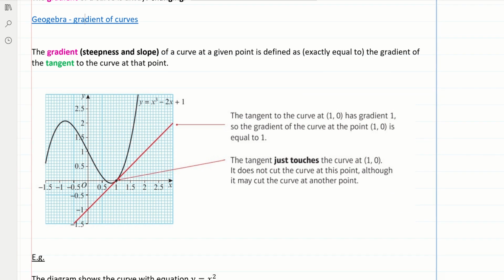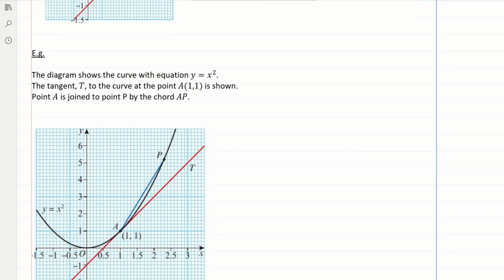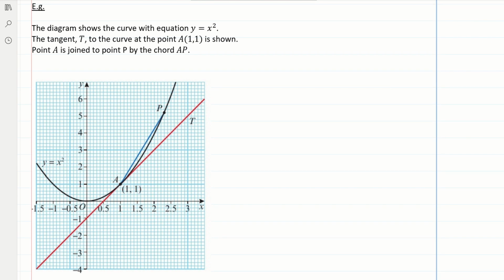Okay, so we're going to look at some examples here. The diagram shows the curve with equation y equals x squared. The tangent t, which is the red line, to the curve at the point 1, 1 is shown. Point A is joined to point P by the chord AP. Now this work is different from GCSE.